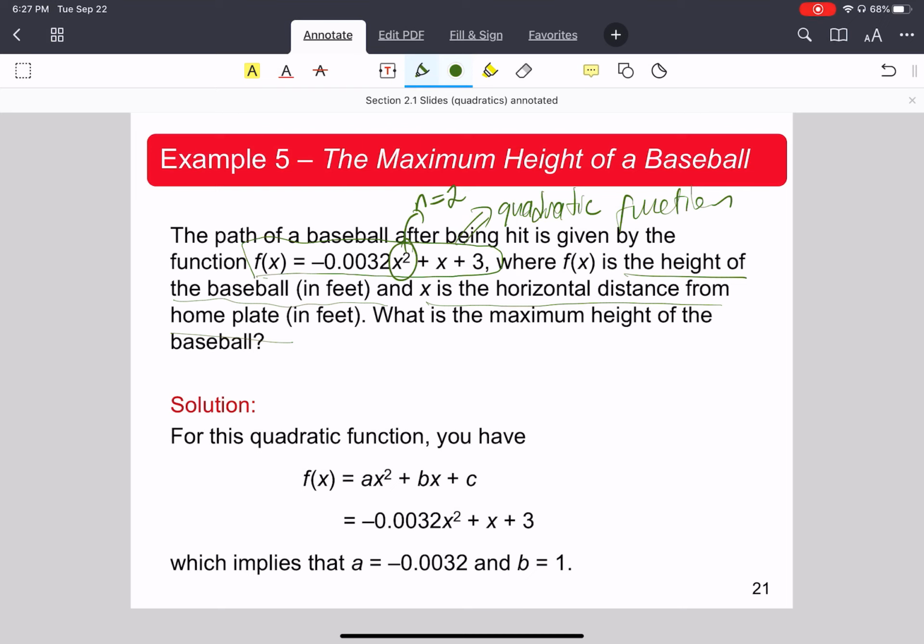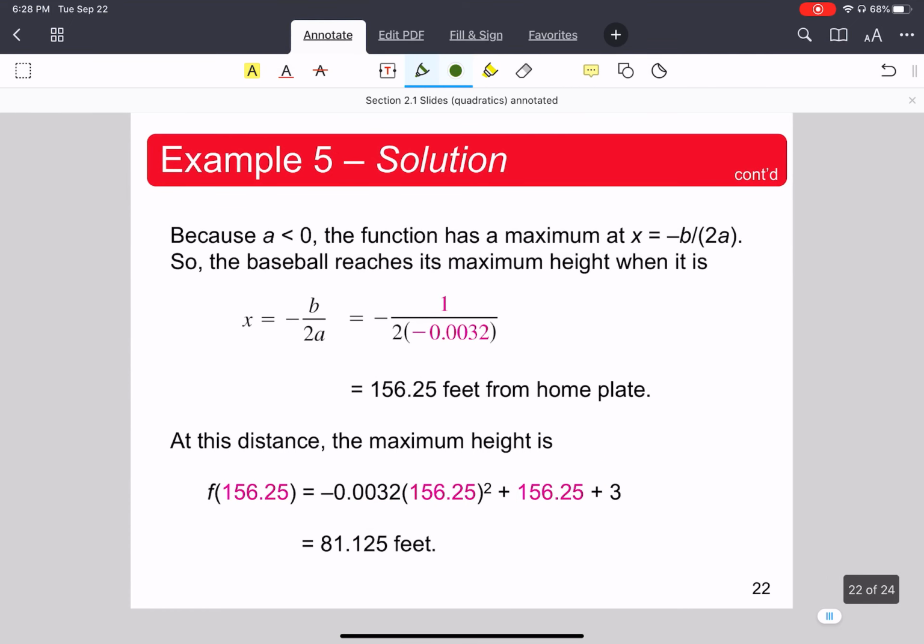Based on that, we're going to try to figure out the maximum height of the baseball. So the way we're going to look at it is we're going to take a look at a, b, and c, and realize in this case a is that decimal number, negative 0.0032, and then b is this guy, so x is b multiplied by 1 because it's like 1 times x, so b is 1, a is that. So then we'll use that negative b over 2a to be able to find the x. So this is for the x value of the vertex.